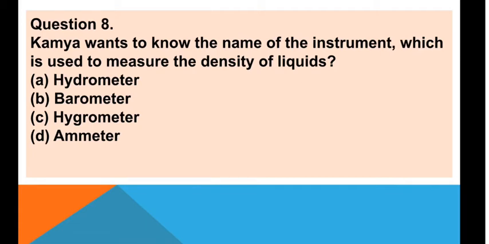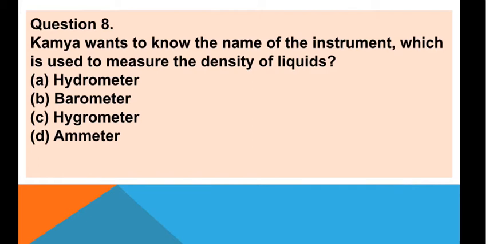Now, we have barometer. A barometer is a scientific instrument that is used to measure air pressure or atmospheric pressure in a certain environment. Then we have a hygrometer. A hygrometer is an instrument which is used to measure the amount of humidity and water vapor in the atmosphere, okay. Now, last we have an ammeter. So, ammeter is a measuring instrument which is used to measure the current in a circuit, okay. So, all 4 options now you know.